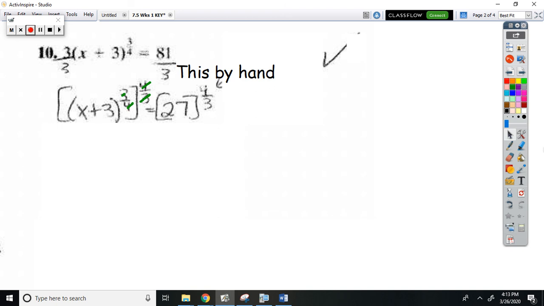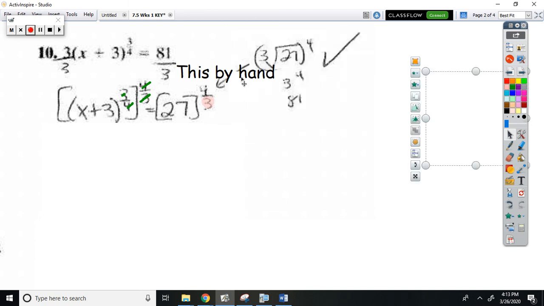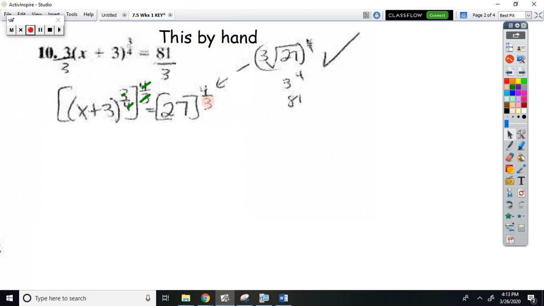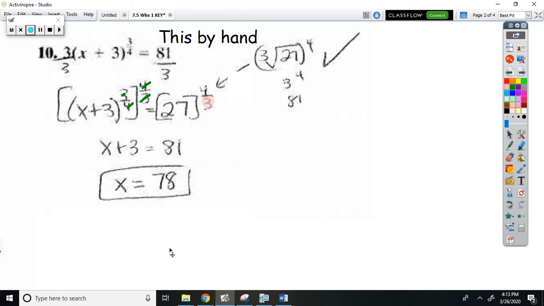So off to the side, remember the index in the bottom tells me that this is a cube root. So this is the cube root of 27 to the 4th power. Now the cube root of 27 is just 3. Not positive or negative 3, just 3, positive 3. Then 3 to the 4th is just positive 81. So this one only did get us one answer instead of 2. And then our last step then, of course, is to subtract 3 on both sides, and we get 78.